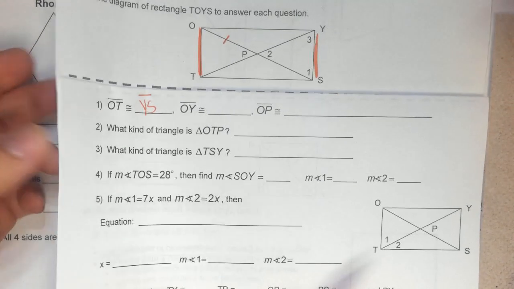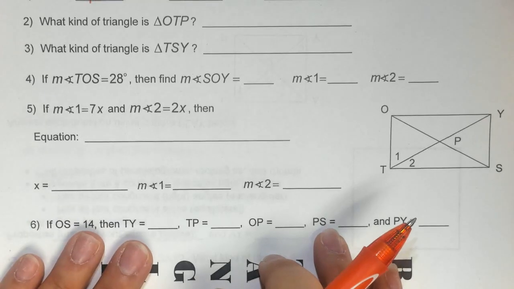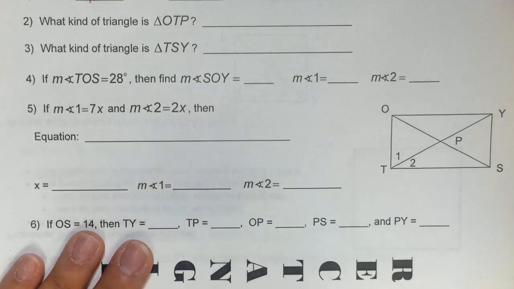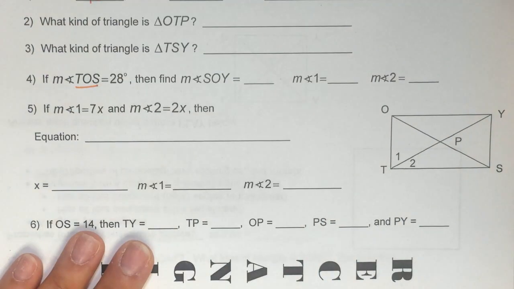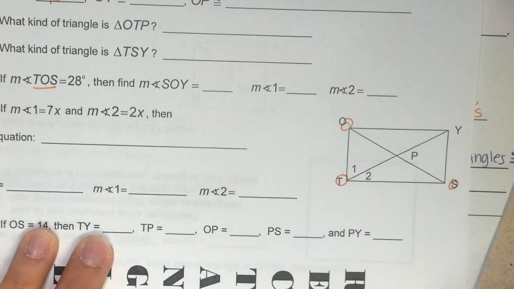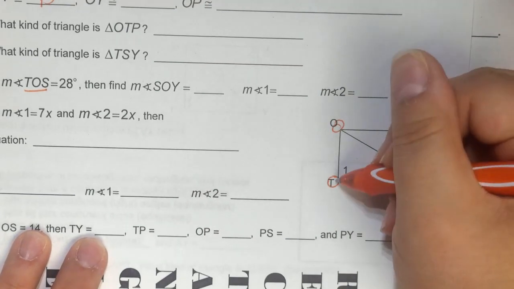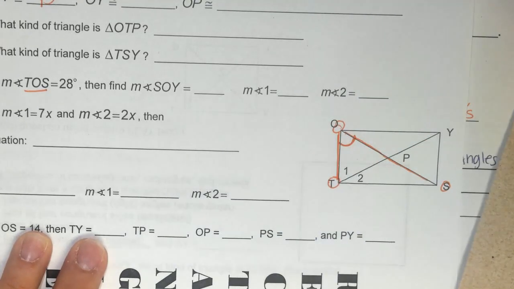Another question you might get: do we list all of them that have this? Yes, it'll show you in Schoology. If you get 3 letters, TOS, start at T, go to O, then go to S. O is your middle letter right there.